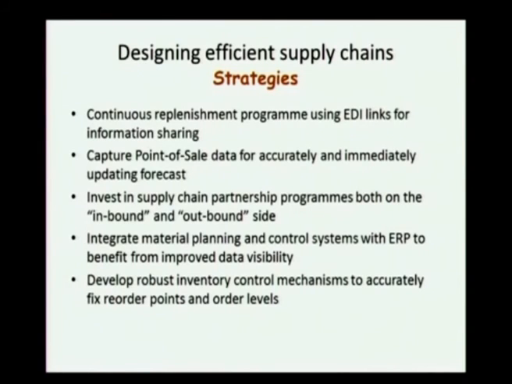Some of these are continuous replenishment programs using EDI links for information sharing, capturing point of sale data for updating the forecast, invest in supply chain partnerships on the inbound and outbound side, integrate the MRP or planning systems to benefit from improved data visibility, and develop robust inventory control mechanisms to accurately fix reorder points and reorder levels. We saw all these 5 points in the previous lecture, and the common thread that goes along these 5 points is the reduction in inventory. Now we will quickly see how that happens.